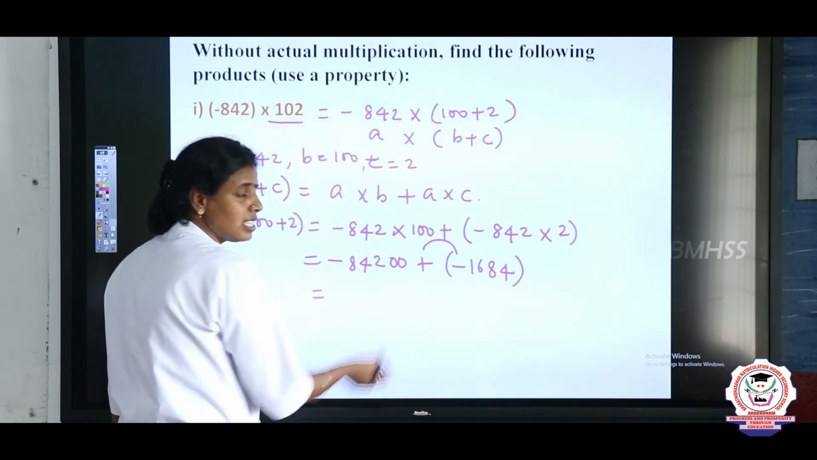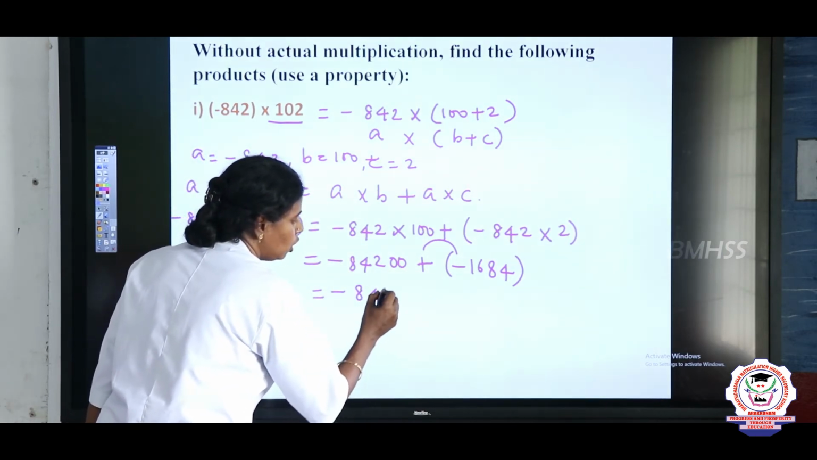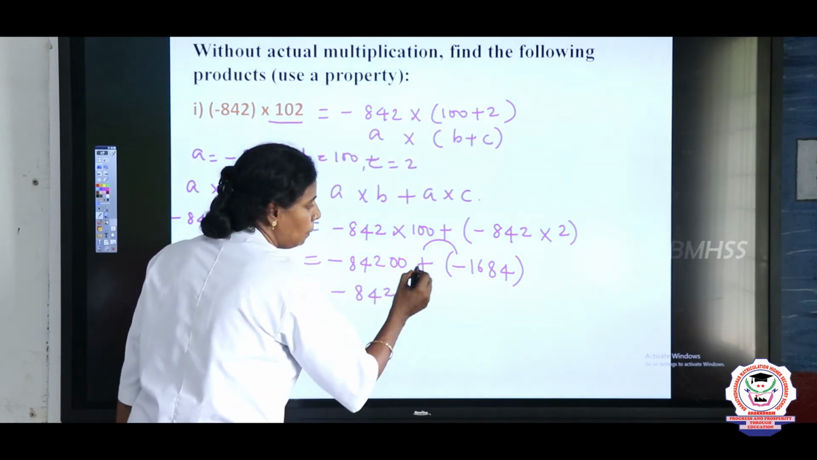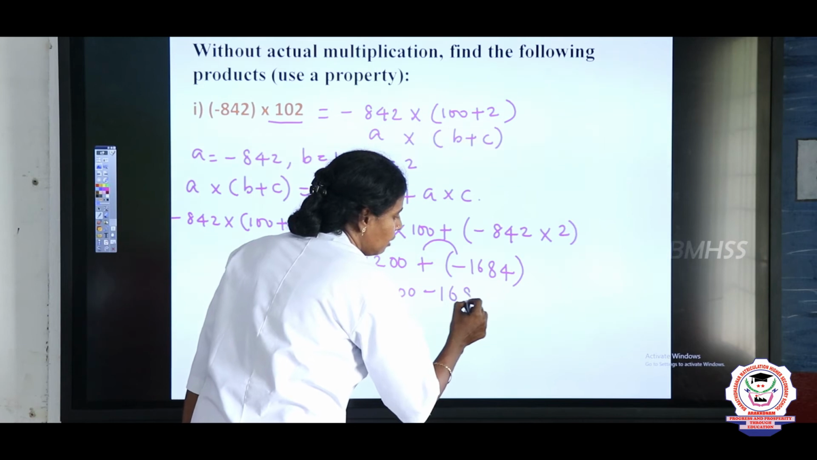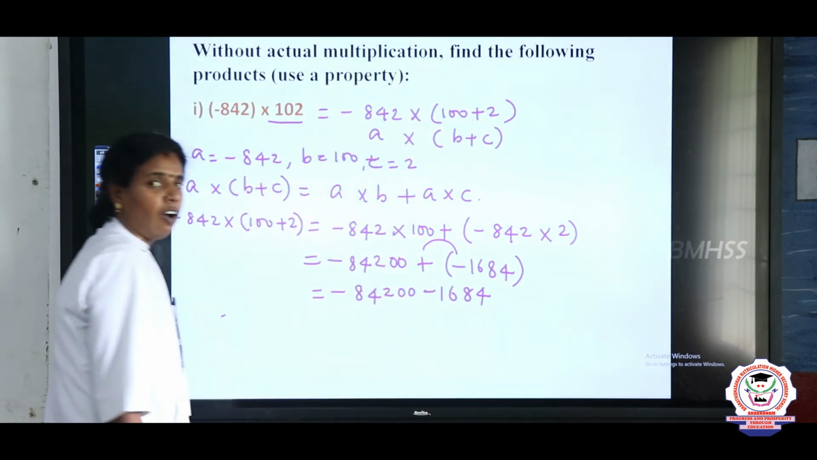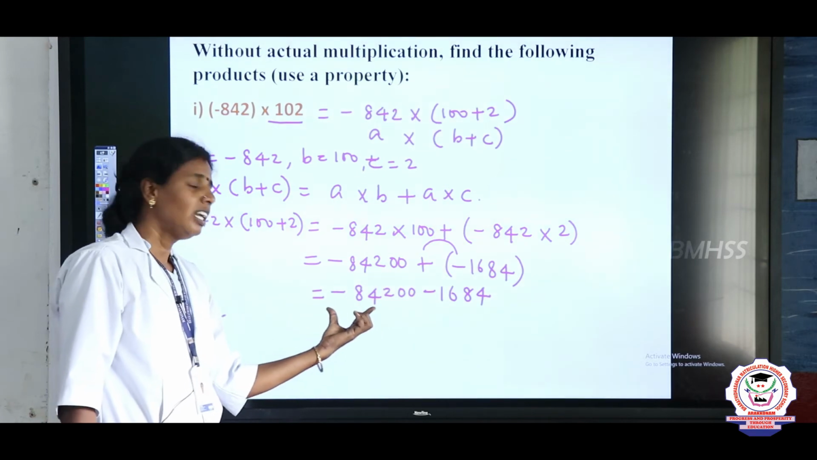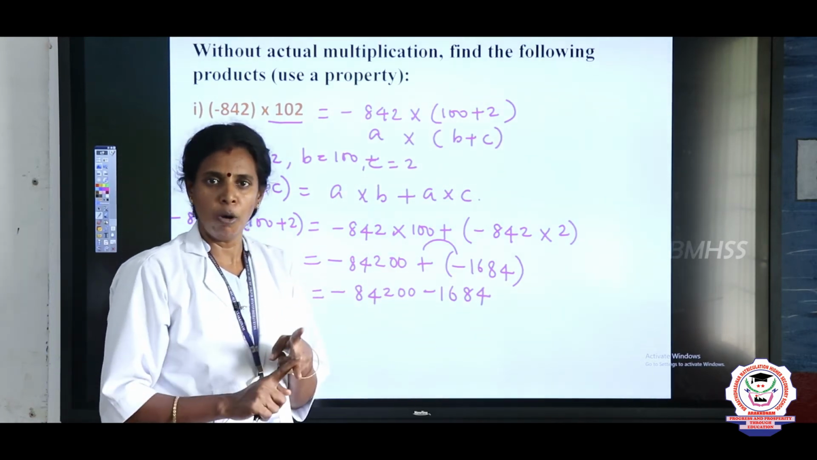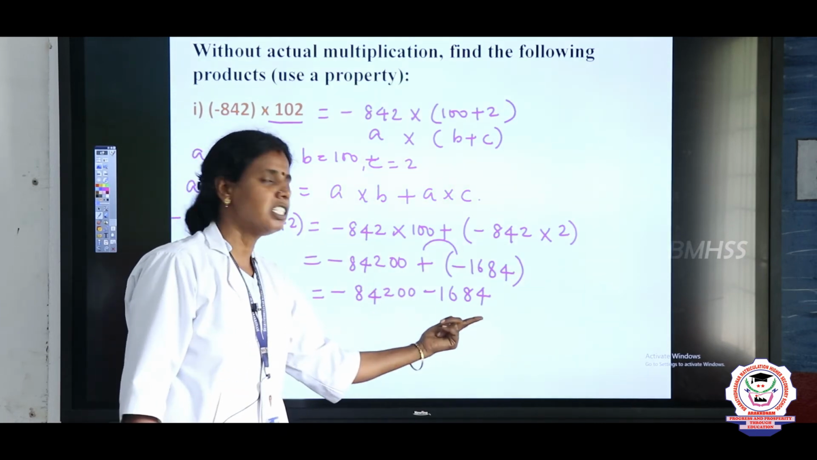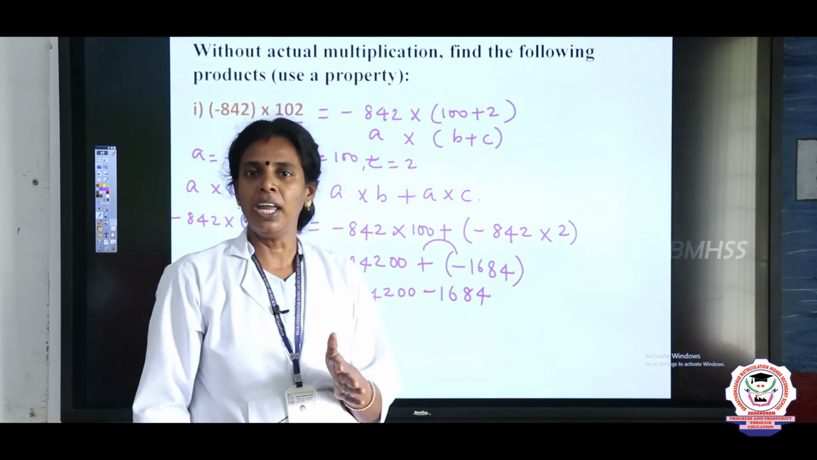Plus into minus, minus. First write this number minus 84200, plus into minus, minus 1684. Now, both the integers are negative. Already we have seen that if both are positive, we will add and the answer will also be positive. If both the given integers are negative, we should add the two numbers and the answer also will be negative.